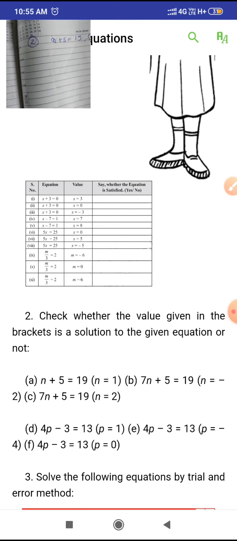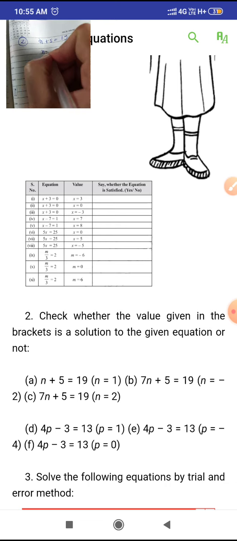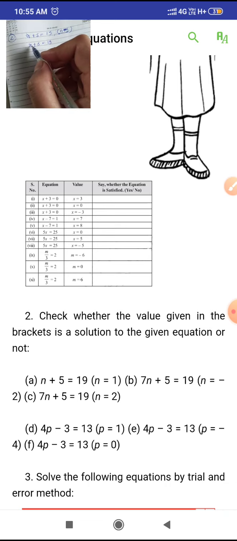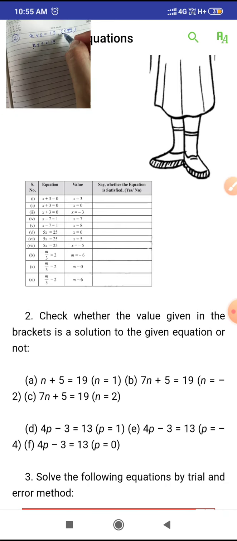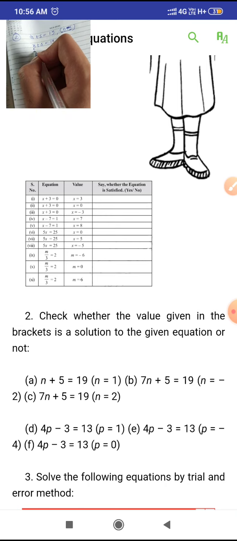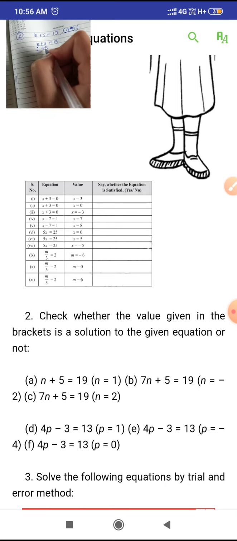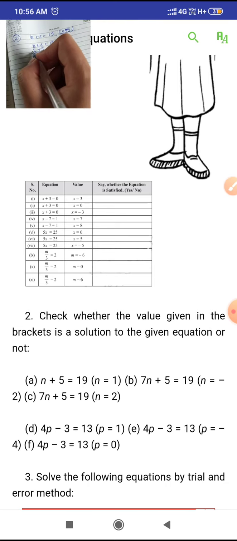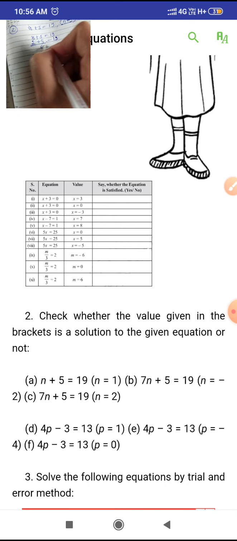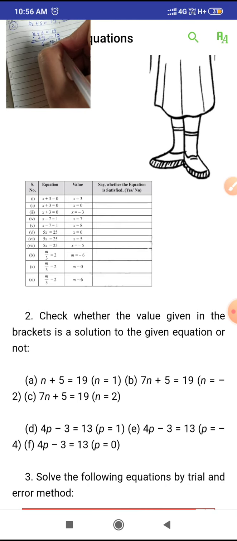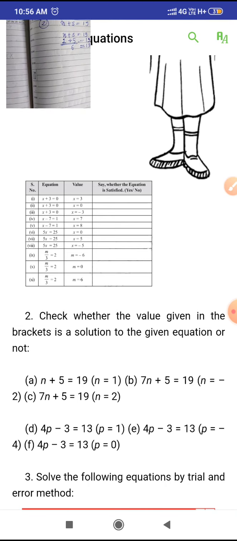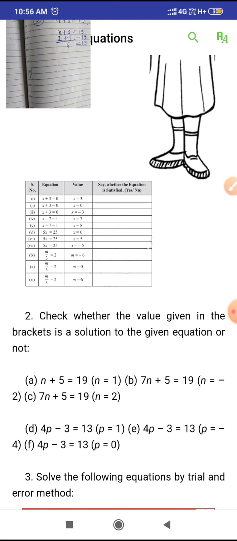For this, first we write our equation, then we place the value of n in the place of n. So the value of n is 1, so we write 1 in the place of n, and we have 1 plus 5 on the left hand side, and the right hand side remains the same. So 1 plus 5 is 6 is equal to 19. It cannot be possible, so our equation is not satisfied. So we can see that the value given in the bracket is not a solution to the given equation.